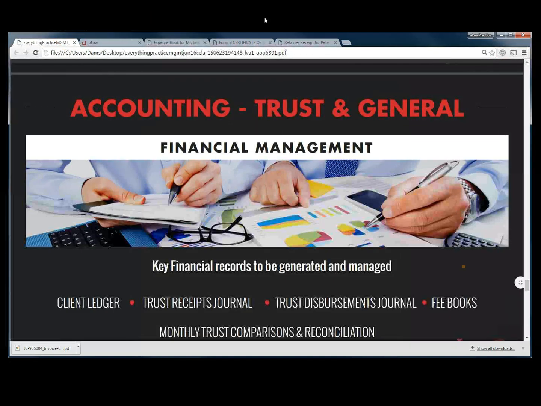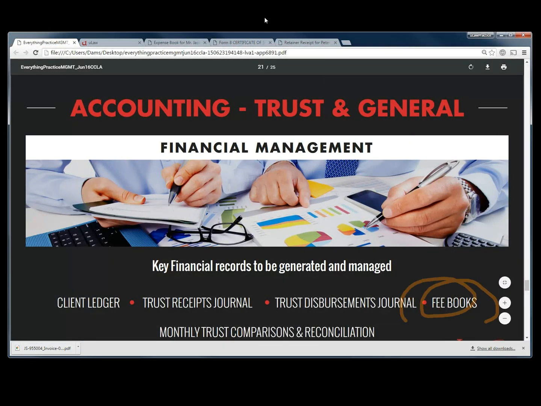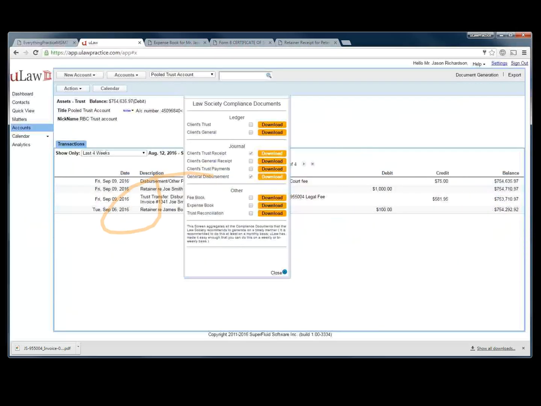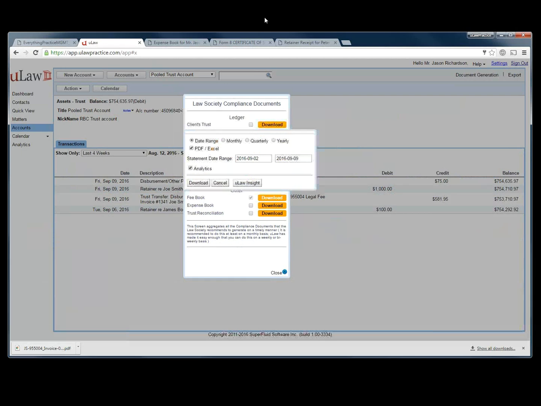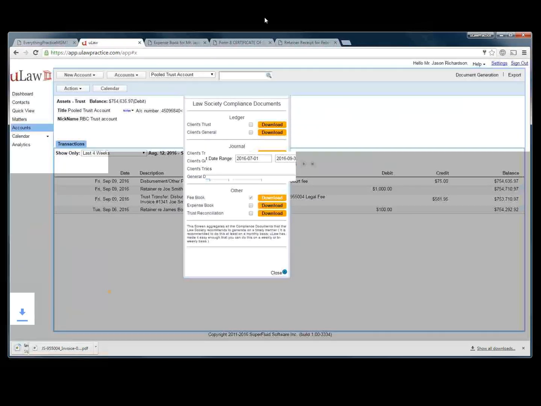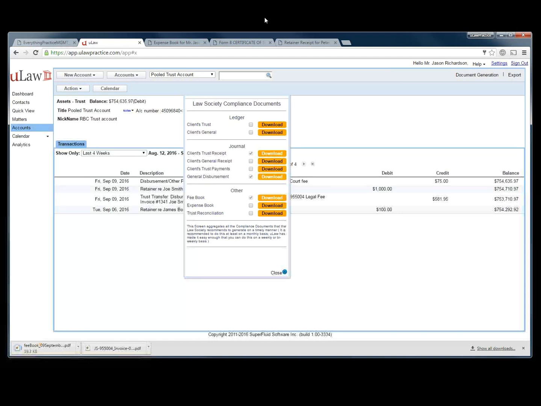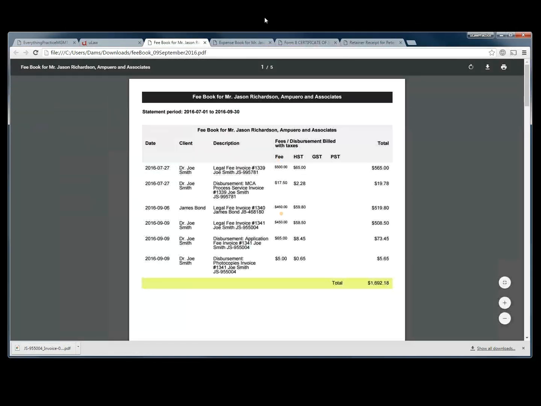Another key element that's always looked at is the fee book. If I go back to my compliance chart and do a quarterly fee book and download it, the fee book is very similar to the general disbursement ledger, where you need to establish the fees, split them into HST, and show the total. So clearly you say Joe was this much, James Bond was this much, Joe Smith was this much, and clearly establish what's being done here.